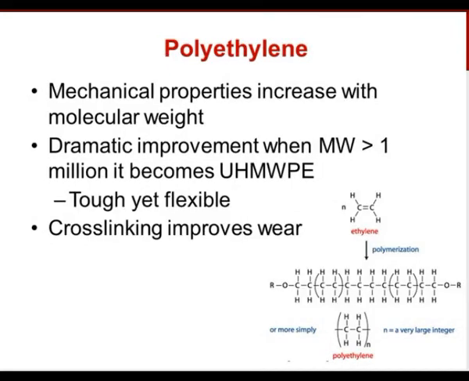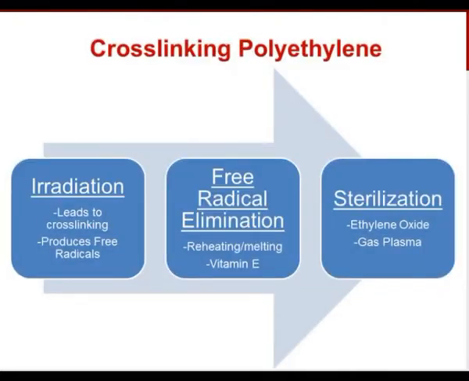Polyethylene: it's important to understand a number of different properties of polyethylene, which we'll talk about here. A couple of key concepts to remember is that cross-linking improves wear. We'll talk about the manufacturing process that's involved with polyethylene. It begins with irradiation. This leads to a generation of free radicals and cross-linking.